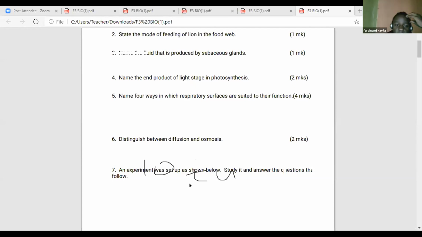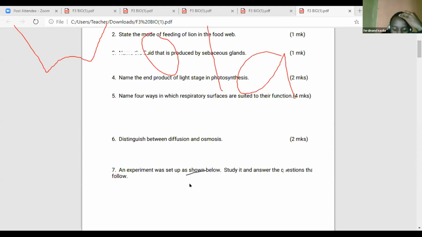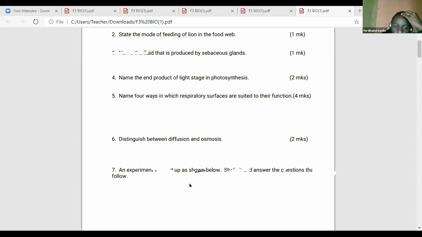So diffusion is the movement of ions from a highly concentrated place to a lowly concentrated place, while osmosis is the movement of water molecules from a place of high concentration to a place of low concentration through a semi-permeable membrane.